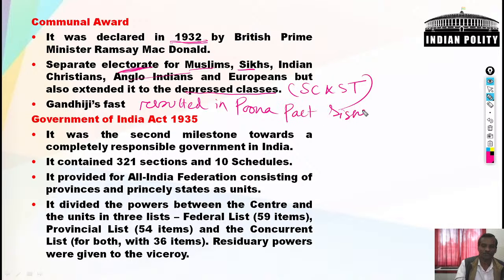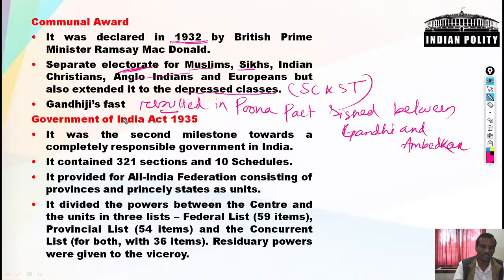signed between Gandhi and Ambedkar in 1932. So Gandhi went on a fast in Yerwada jail. So that resulted in the Poona Pact, Gandhiji's fast.